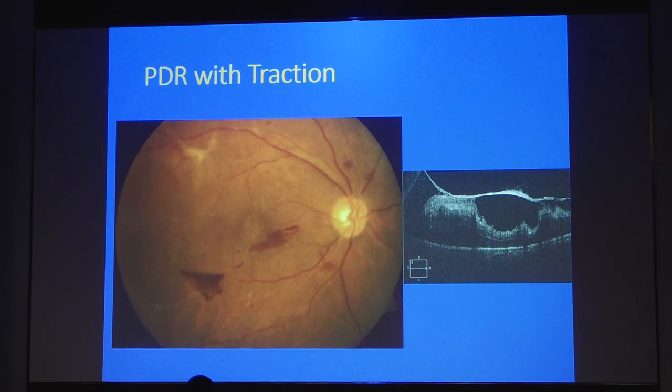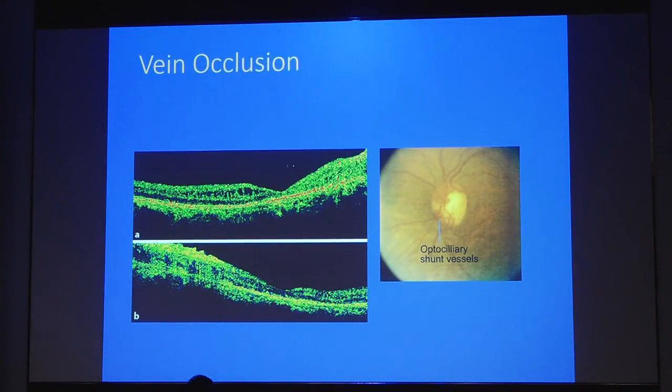And another thing we can sometimes miss when the cataract is dense is PDR with traction. It may be very difficult to see at times, and we may miss this traction and neovascularization in eyes with a cataract. So it becomes important to see the peripheral retina also.